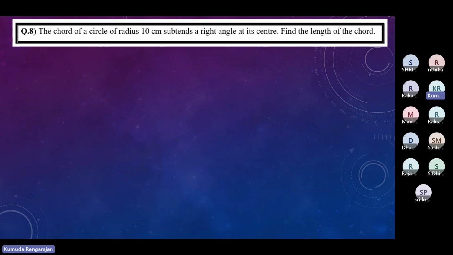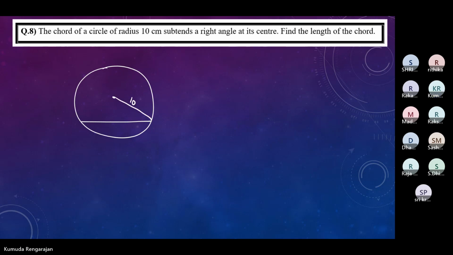Yeah, the chord of a circle of radius 10 centimeters. Radius is 10. The chord subtends a right angle at the center. So that means this is 90 degrees. This is the chord, and it makes an angle of 90 degrees at the center. Radius is 10 centimeters. Find the length of the chord.